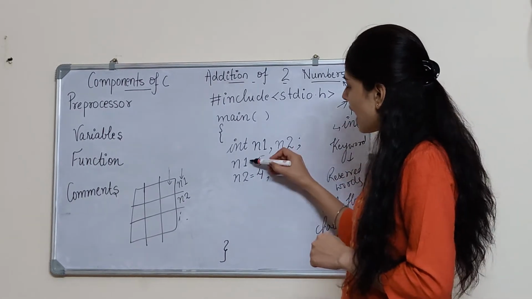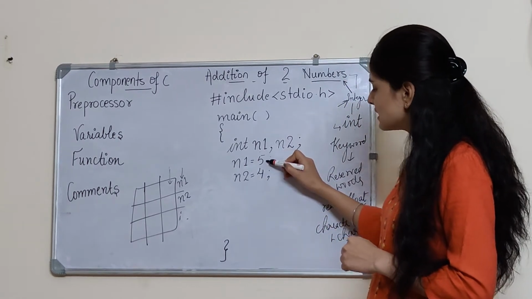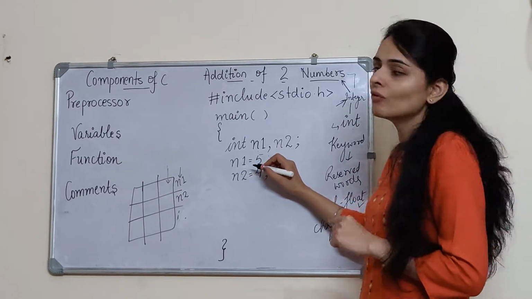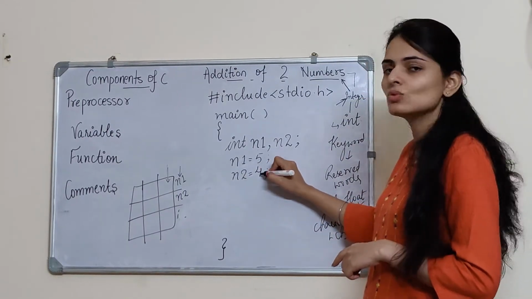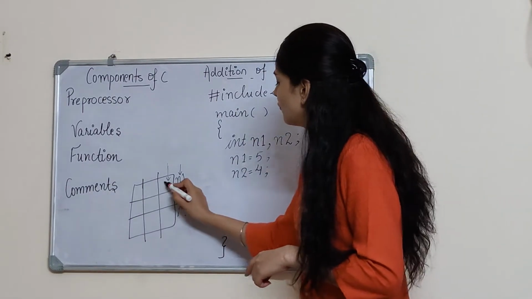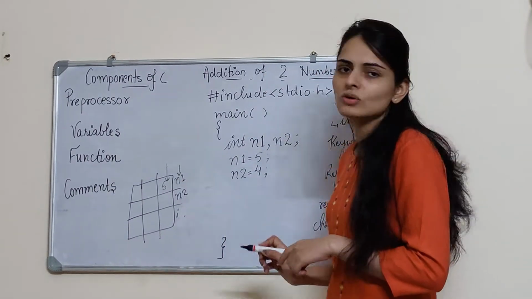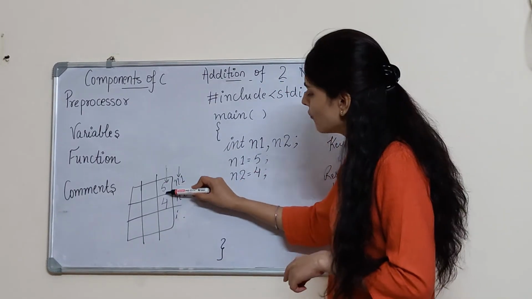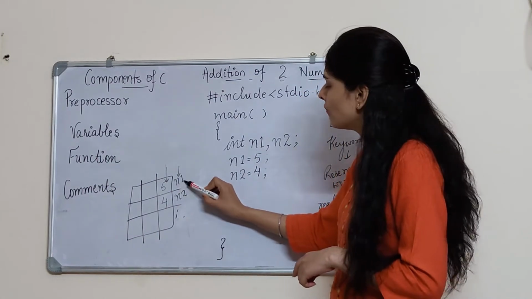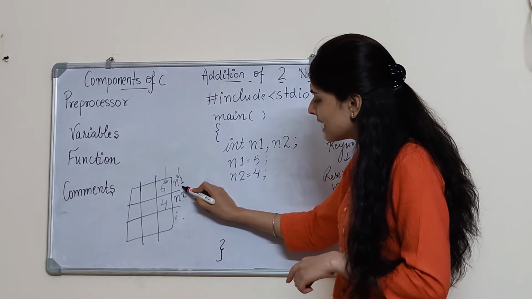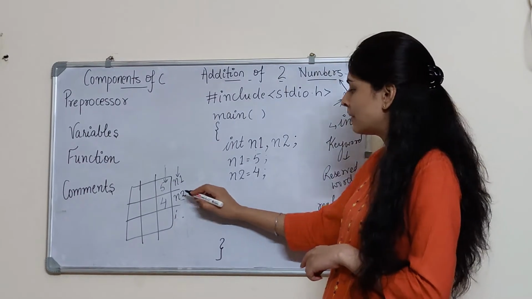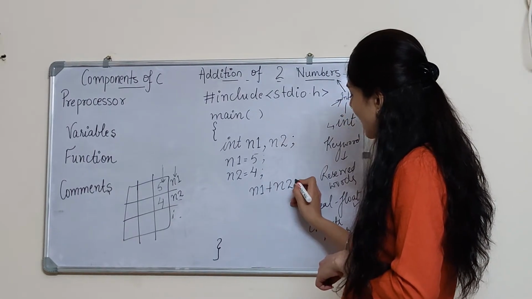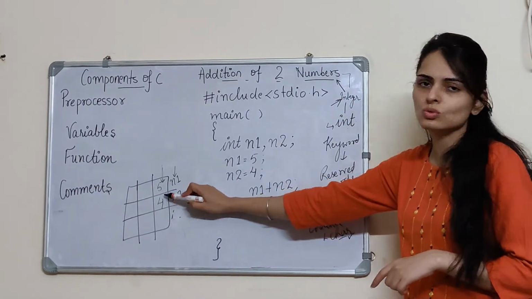Now what is left? I need to perform addition of these two values which are stored at these two memory locations. So we know how we can access these two numbers. Now with this statement 5 goes at this memory location and 4 goes at this memory location. Now for performing addition of these two numbers, we can access them with the names that we have provided to the memory cells. So we will simply perform n1 plus n2 and that will provide the addition of these two numbers.